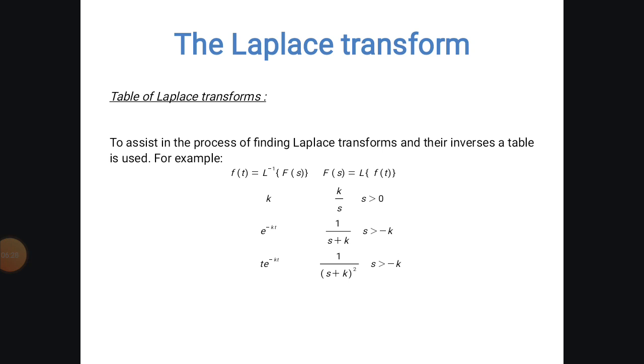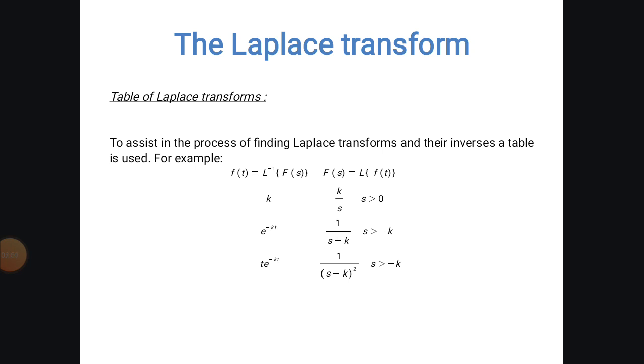Okay, next there is a table. We have derived some formulae to assist in the process of finding Laplace transforms and their inverses. This table is used. For example, if k is any constant function, then we can define its Laplace transform as k by s, where s should be greater than 0, right?